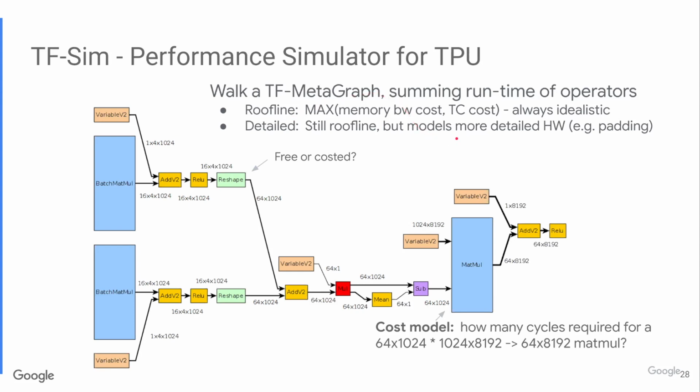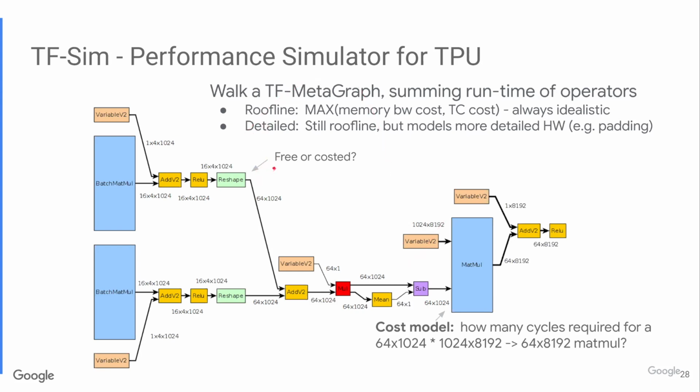That's where we would model things like padding. So the matrix multiplies are nominally 128 by 128. But if you give it a 96 by 128, there's going to be zeros there. And the TensorFlow Simulator wants to simulate that the logical tensor has to be padded to get to a 128 by 128 matmul, and we have to take that into account in the performance.